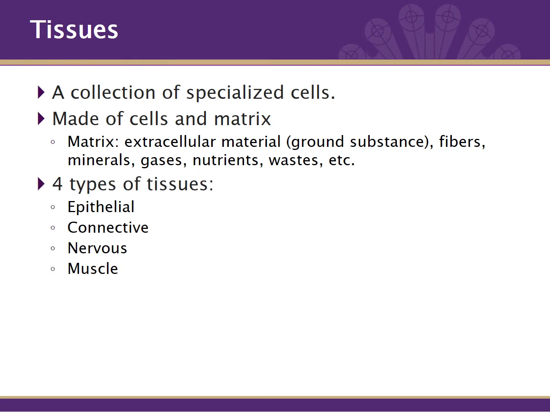There are 4 types of tissues: epithelial, connective, muscle, and nervous. They differ by their cell type, function, characteristic of matrix, and ratio of cells to matrix.